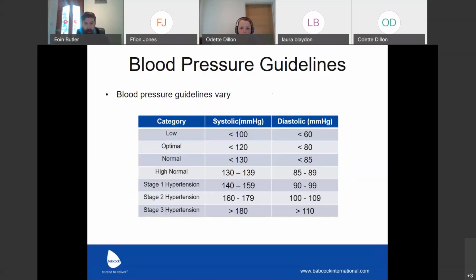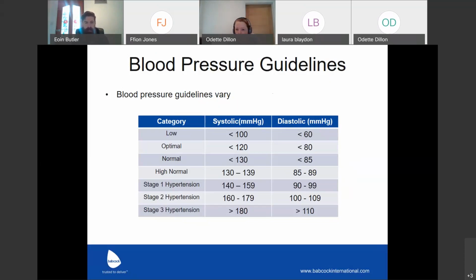Optimal blood pressure, where we want to be, is 120 over 80. Normal blood pressure is about 130 over 85. On the high side of normal is anything between 130 and 139 over 85 to 89. Stage 1 hypertension. Hypertension is another name for high blood pressure. Hyper meaning high, and then obviously the tension on the artery walls.